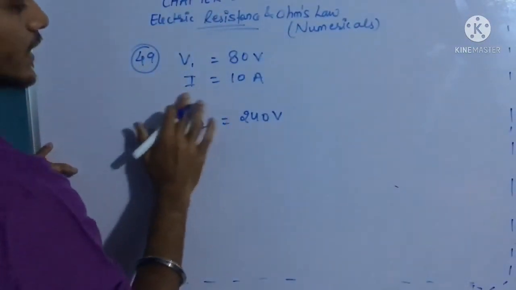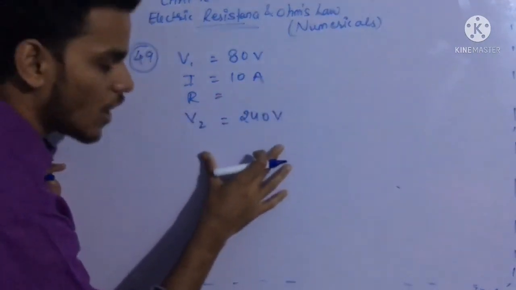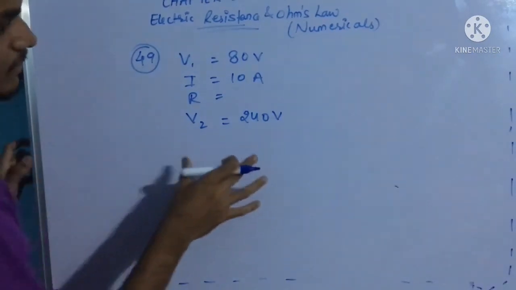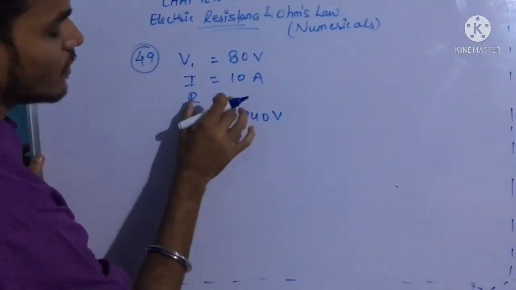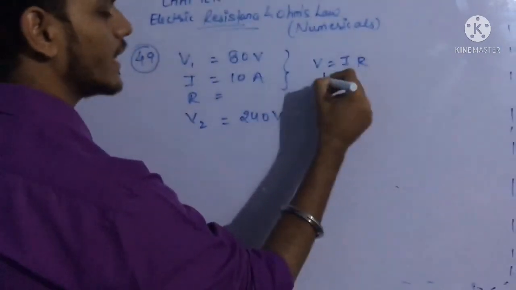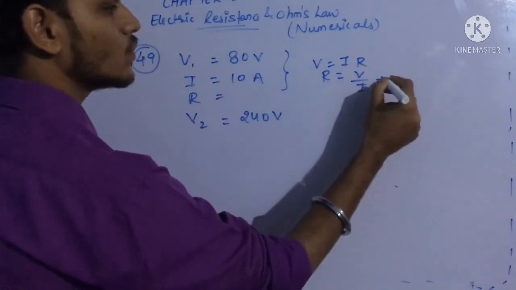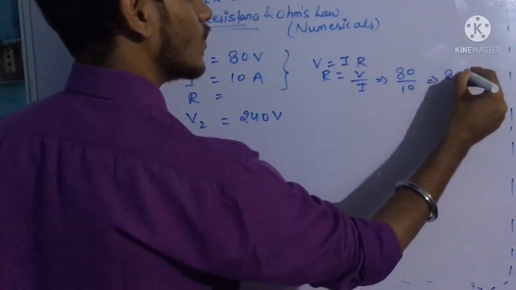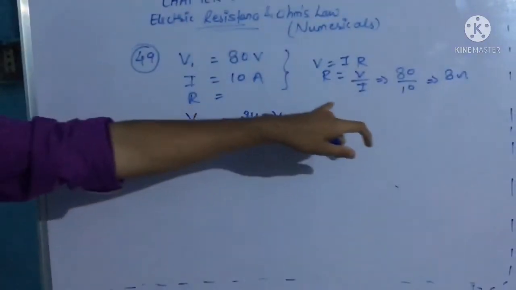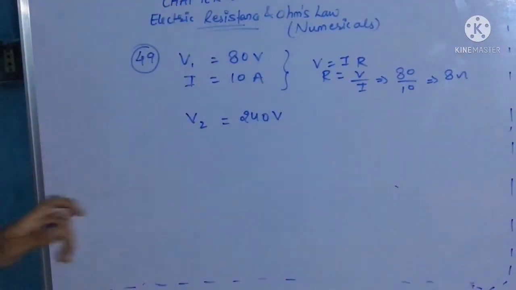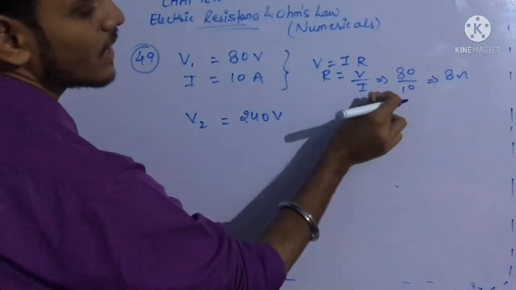So we have to calculate R, that is, how much resistance is added in series so that it has the same current. First we will find the resistance for this case. The formula is V equals IR, and R equals V upon I. So we get 80 upon 10, which is 8 ohm. Now we have to connect a resistance in series with this 8 ohm resistance. So how to find it? The current remains the same.